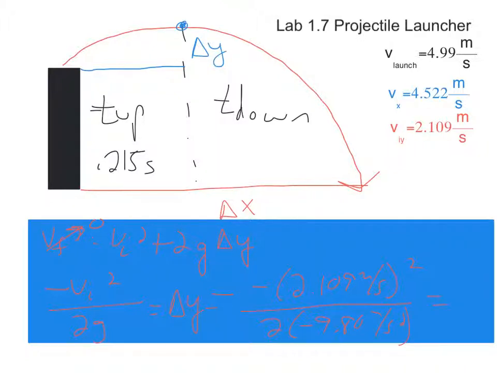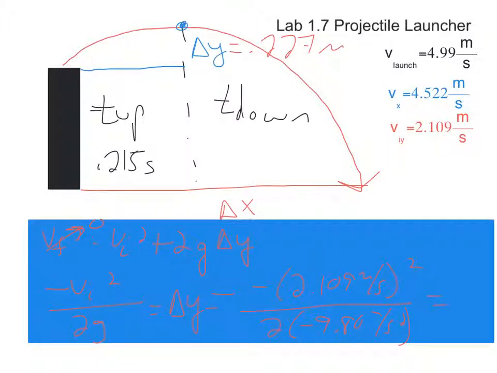So that delta y, that's how much I've increased. So it's not my new height, it's just how much I've increased. That is going to be, if I plug that in, 0.227 meters. And that's about all I'm going to be accurate about. So delta y equals 0.227 meters.